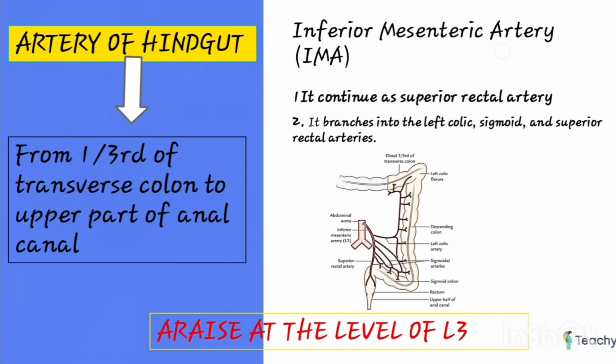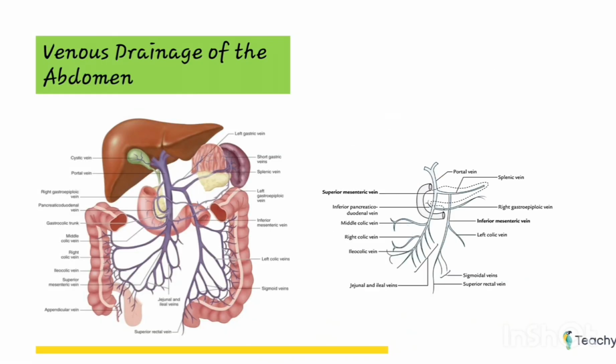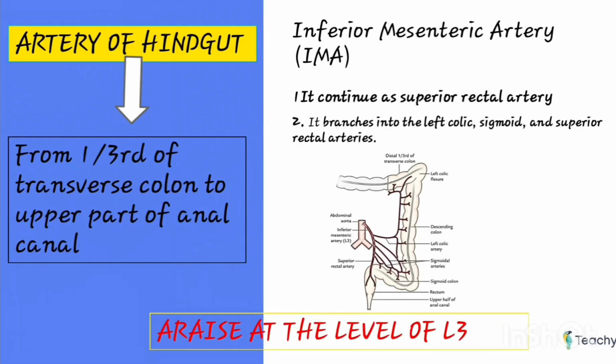Okay. So here you can see, this is the superior rectal artery, this is the inferior mesenteric artery. The inferior mesenteric artery continues as the superior rectal artery, and as I said, there are 2 branches: the colic artery and the sigmoid artery. And this inferior mesenteric artery arises at the level of L3. So these are about the blood supply of the abdomen.